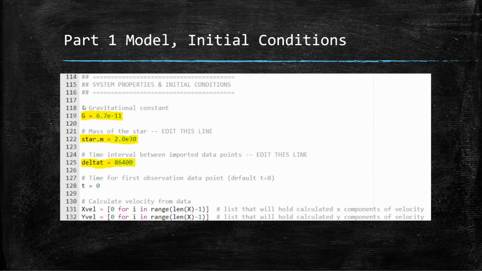Here are the initial conditions for the part one model. Obviously, the gravitational constant is 6.7 times 10 to the negative 11th. The mass of the star is 2 times 10 to the 30th kilograms. And then delta T is supposed to be 1 day, and there are 86,400 seconds in a day. So that's what I defined for this.